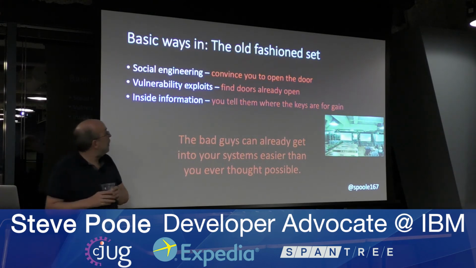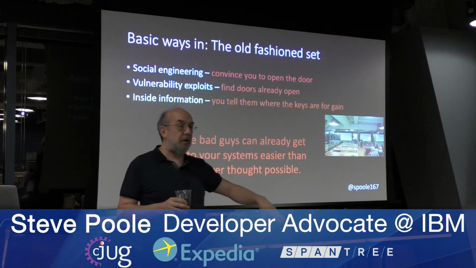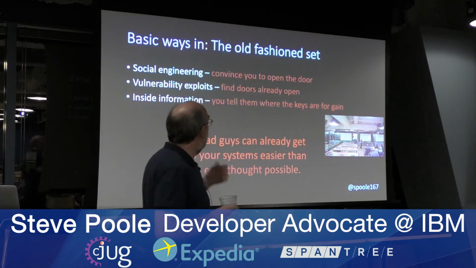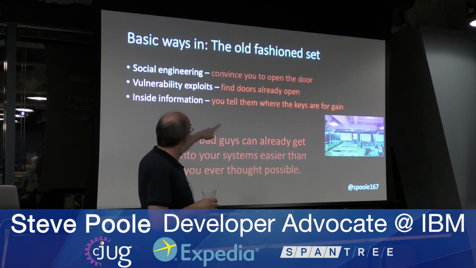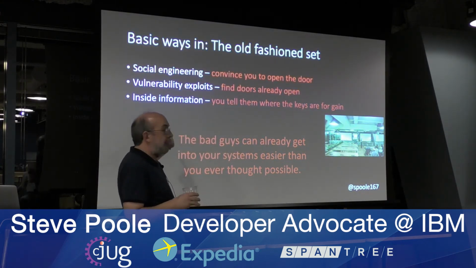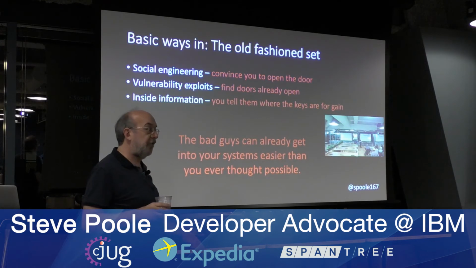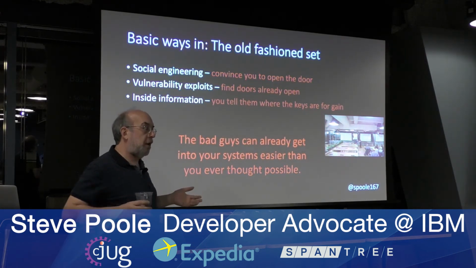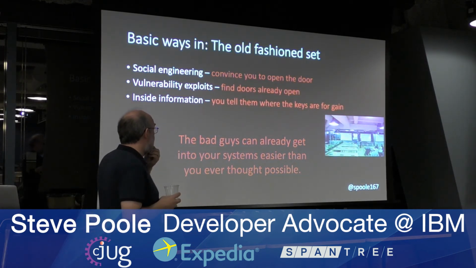Yeah, so there's the old-fashioned ways, social engineering. You just let them in. Vulnerability exploits we talked about. Information insiders where you sell. You just go, I don't like my company, give me some money, right? They're already doing that.